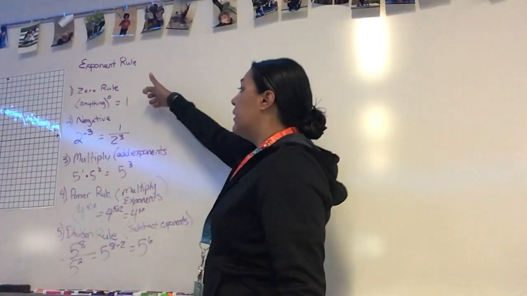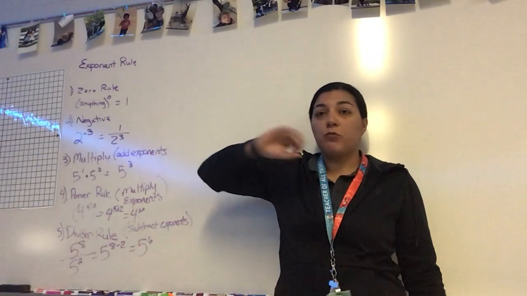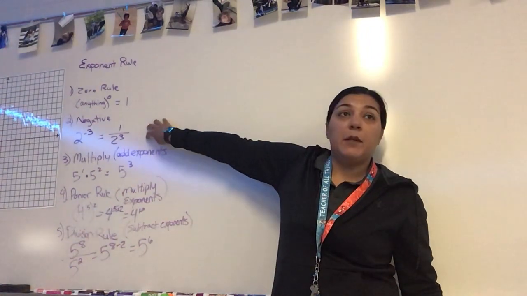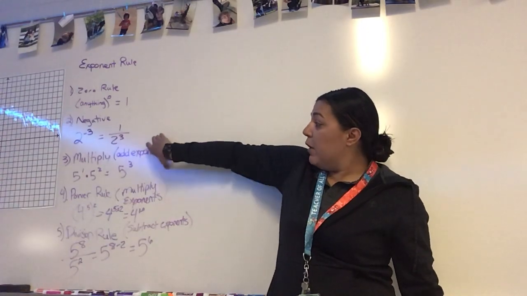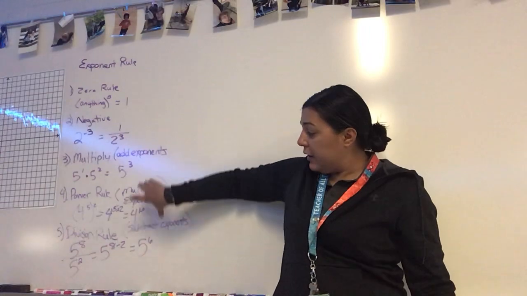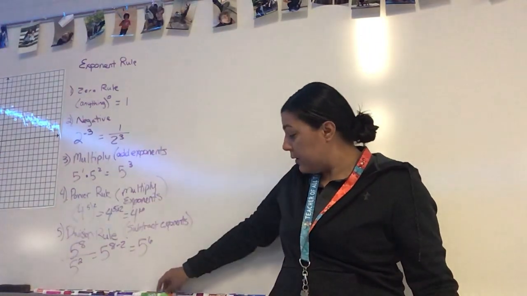Okay, so those are the division rules, okay? So we had 5 of them. The 0 rule, anything to the 0 power is 1. The negative rule, you put them to the bottom and you make them positive. Okay, multiplication rule, we add the exponents. Power rule, we multiply the exponents. And division rule, we subtract the exponents. Okay?